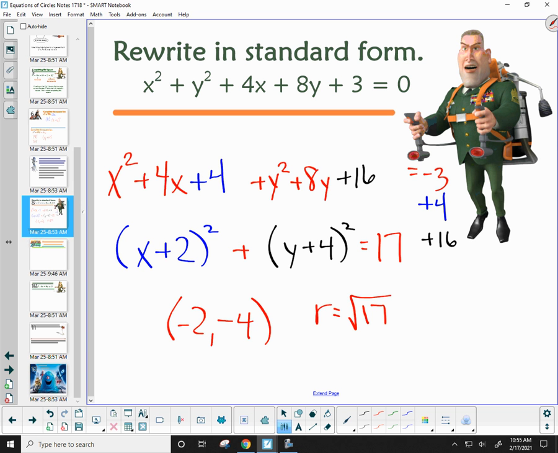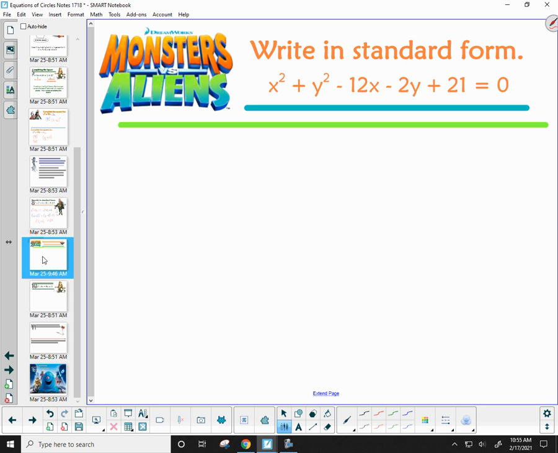All right, so let's do that again. Let's do it again here. So let's rearrange first. I'm going to rearrange so I have my x's together, leave a space, put my y's together, leave a space. And this time I got to move 21 over, so it's going to become negative 21. Are we good so far?